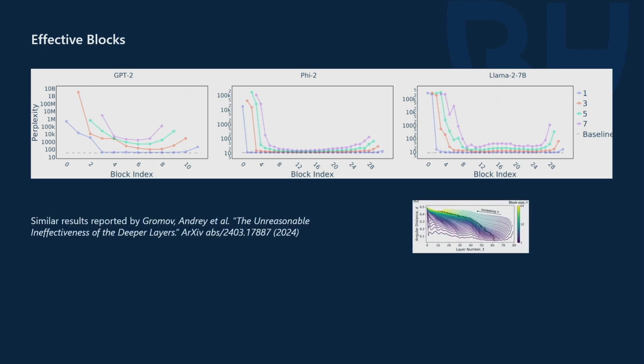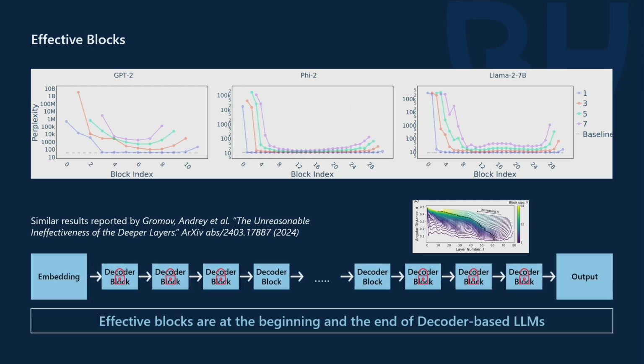So Meta did a similar study on this and found the same pattern, where the first and last layers are the most important ones. And that's the bottom line. So we focus on removing, decomposing blocks from the beginning and the end of the model.